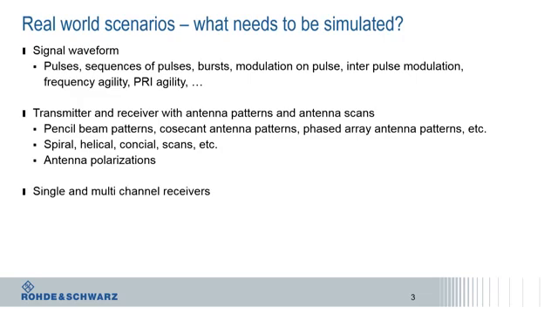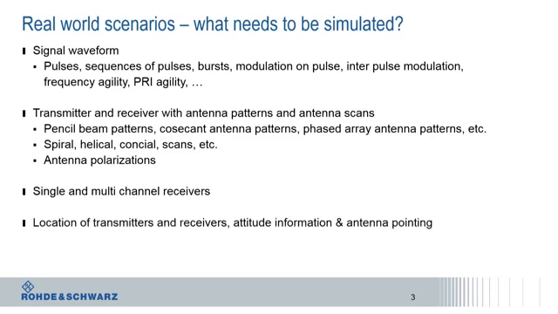Then, of course, receivers can be single-channel or multi-channel. Every transmitter and receiver has a location, has attitude information, and has a certain antenna pointing. And, of course, as the transmitter and receiver are not at the same location, an appropriate propagation model has to be in place in order to account for free space loss between the transmitter and the receiver.